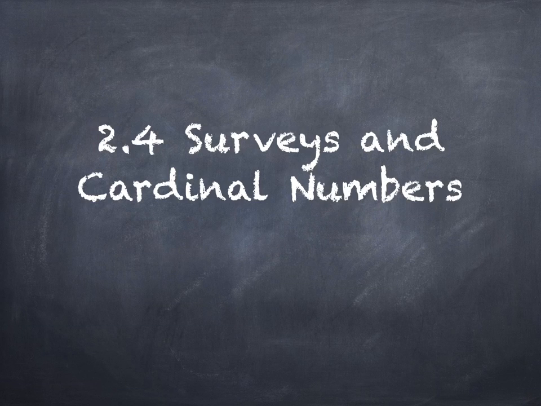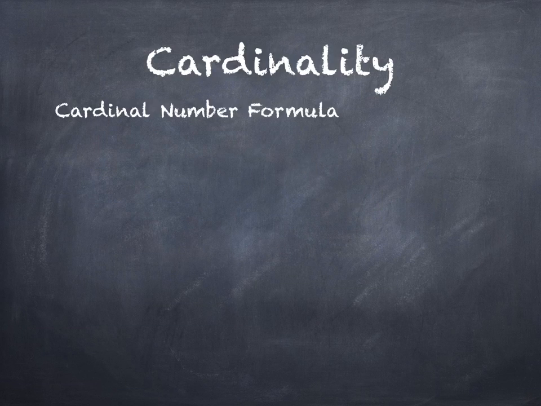All right, so section 2.4 is surveys and cardinal numbers, and the first thing we're going to look at is the one and almost only formula that we've looked at all so far in this chapter. You saw one other formula. It was for subsets. Do you remember that one? It was 2 to the n power. So this is our second formula and last formula for this section.